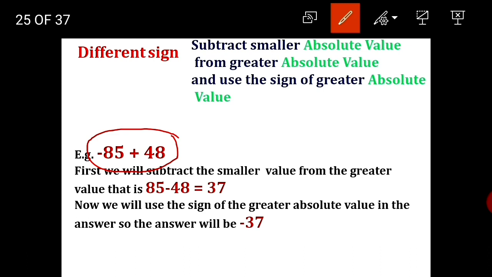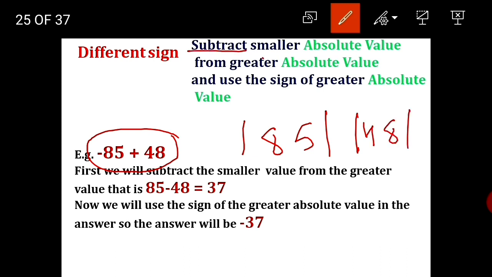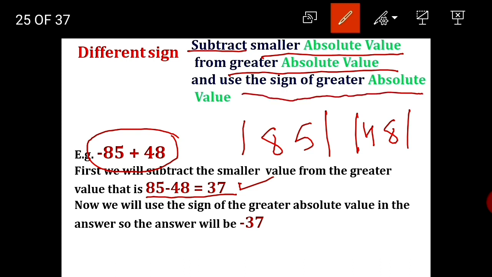Absolute value means the value of a number regardless of the sign. It will be 85 and 48. So first we have to subtract the smaller absolute value from the greater absolute value, and we subtract 85 and 48 and we get 37. After that we have to use the sign of the greater absolute value. The greater absolute value is 85. So the sign with 85 is minus, so we will write -37 as answer.